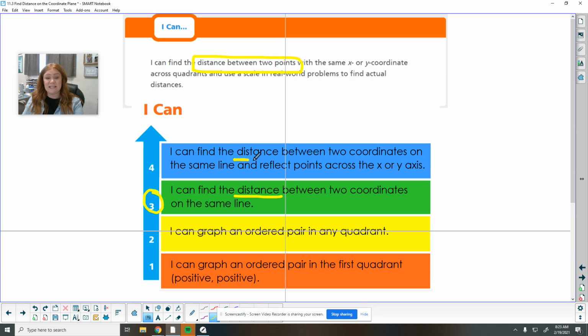If you can find the distance and reflect a point, we'll talk about what that means in just a second, but think mirror reflection. So if you can find the distance and reflect, you're a 4 today. If you can just find the distance, which is perfect, and what we want is a 3. If you can graph an ordered pair, that's a 2. In any quadrant. And if you can just do it in the first one that's positive, positive, that's a 1. So our goal here is to be able to graph them and find the distance here.